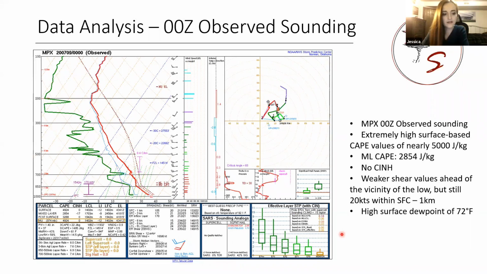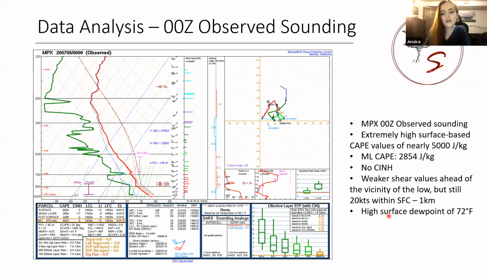And then later in the day, 0Z from Minneapolis, this observed sounding shows you just the incredible amount of CAPE, even surface-based CAPE, almost 5,000 joules per kilogram. So this is essentially the amount of instability in the atmosphere. This is the propensity for air parcels to want to rise up and become buoyant. But typically we want to look more at the mixed layer. So mixed layer CAPE is showing 2,800 joules per kilogram roughly.